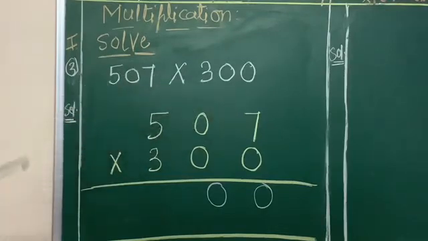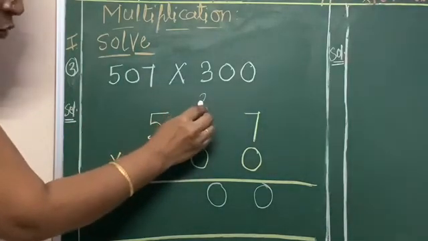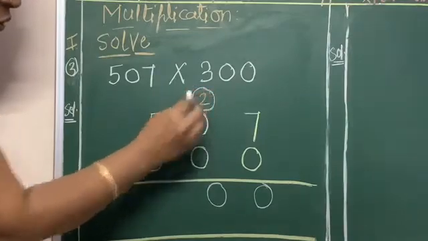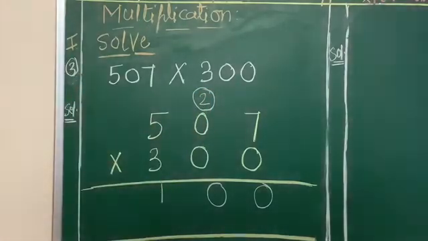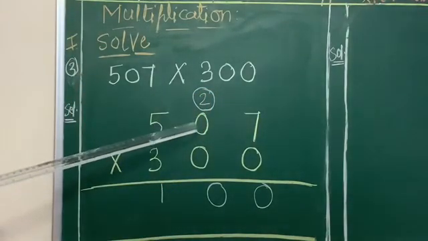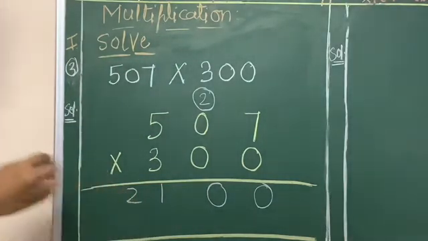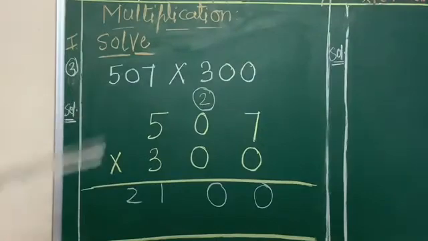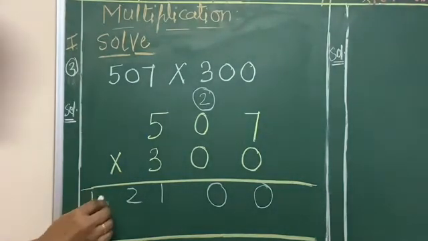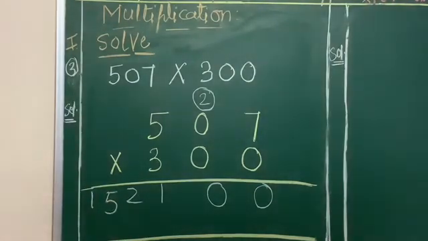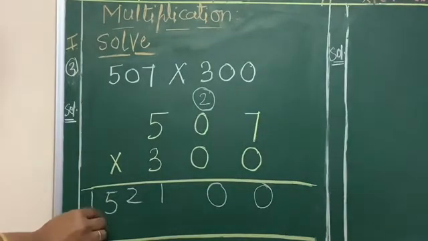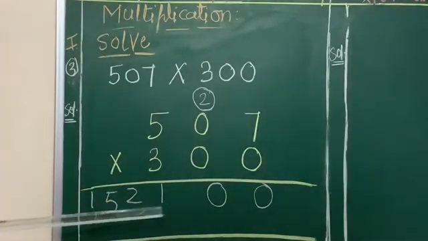So what is 3 sevens are? 3 sevens are 21. So here 2 you write here, 1 you write here. Okay. Now 3 zeros are 0. 0 plus 2, it is 2. So write 2 here. Okay. Now what is 3 fives are? It is 15. So write 15. So this is the answer, children. Okay. 1,52,100. Is it clear, children?